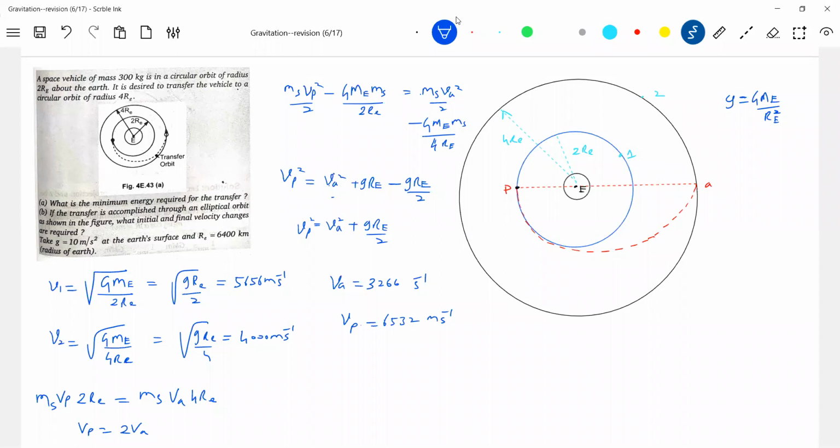So now we're asking, what is the minimum energy required for the transfer? What do you mean by minimum energy? With what speed was it moving in the first orbit? In the first orbit, it was moving with a speed of 5,656. So how much does it have to be? 6,532. So shall I increase speed? Shall I supply energy, or shall I take out energy from the side? I should supply energy to the satellite, no?